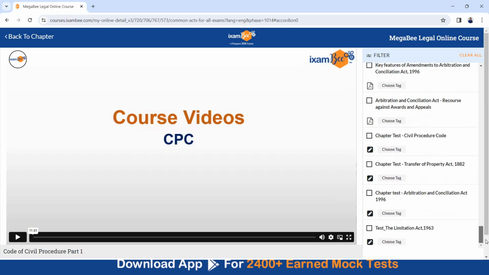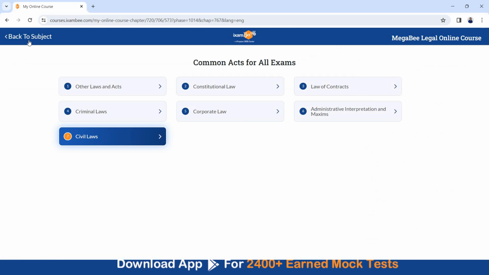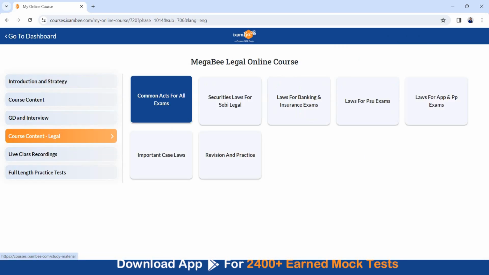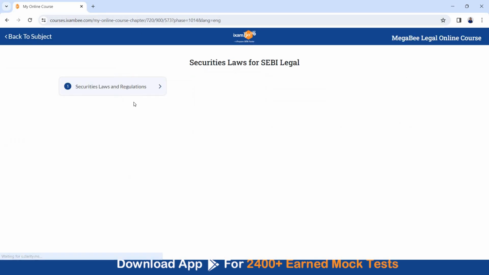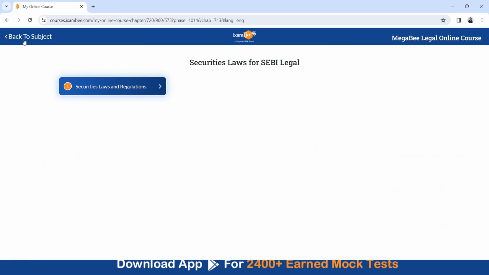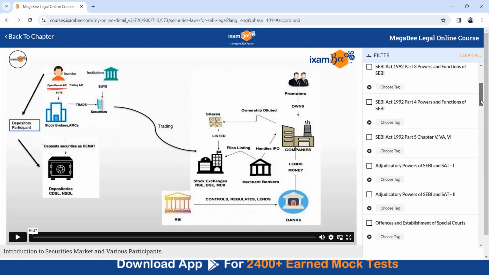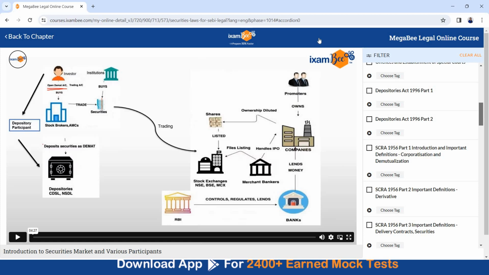And when you are starting your preparations, start with these topics. Once you are done with these topics, once you are thorough with these topics, then you can move to exam specific acts. For example, in SEBI legal, securities laws are there. So you can check out the syllabus from the notification and go through the securities law in detail by referring to bare acts and look for practice questions. Or you can check out our.